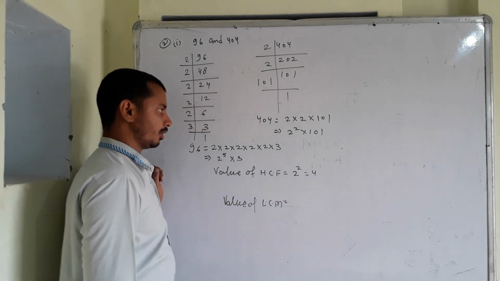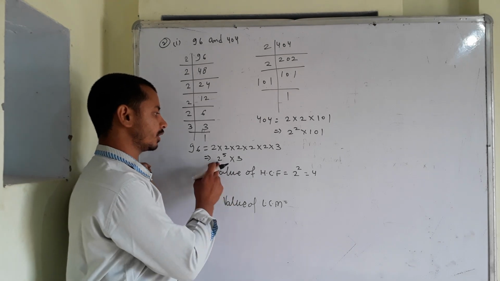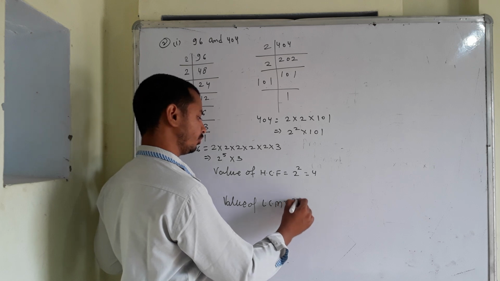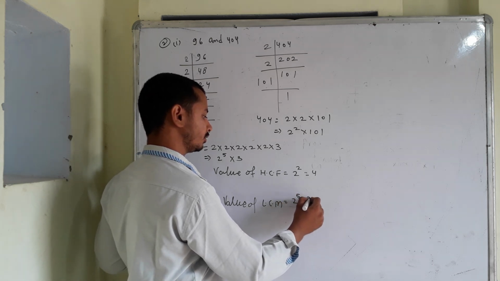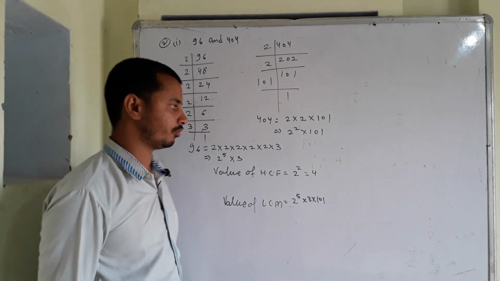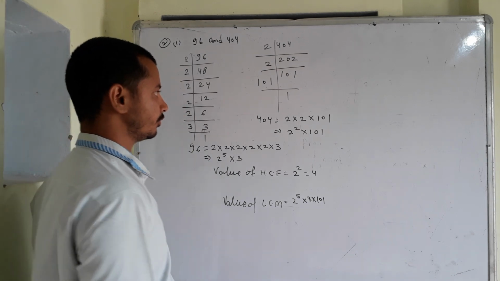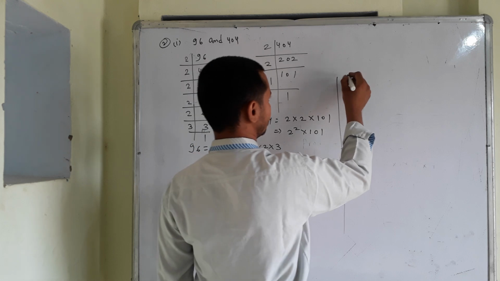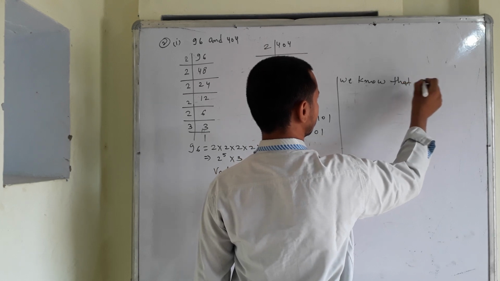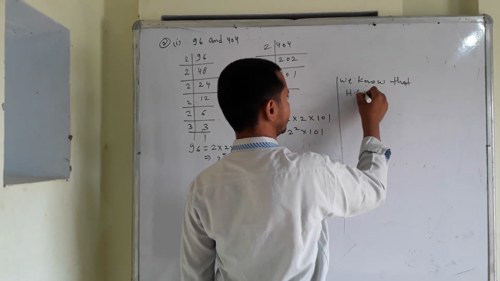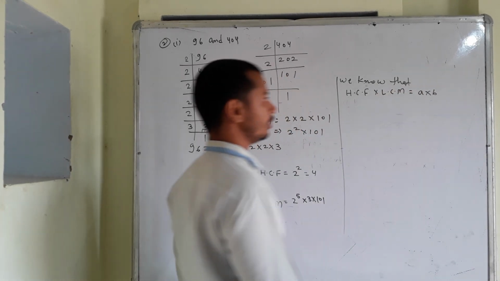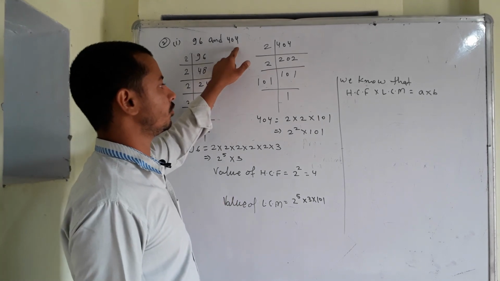And the highest power of common factors and the other numbers, then we write the value of LCM equal 2 power 5 multiply 3 multiply 101. Okay. And to verify the value of LCM and HCF, we know that HCF multiply LCM equal A multiply B. The value of A equal 96 and value of B equal 404.